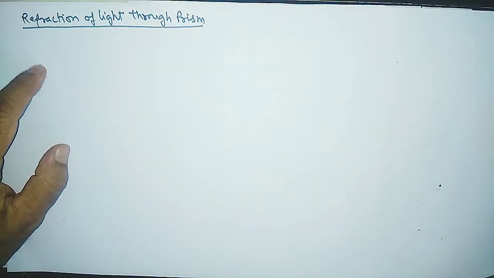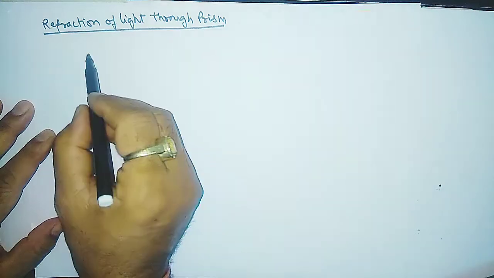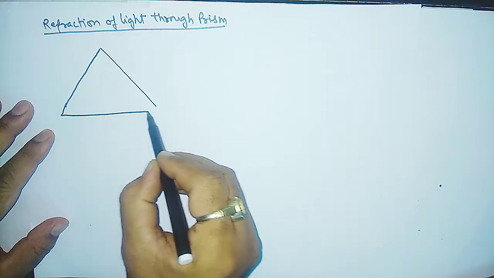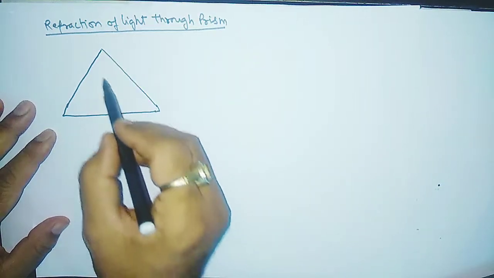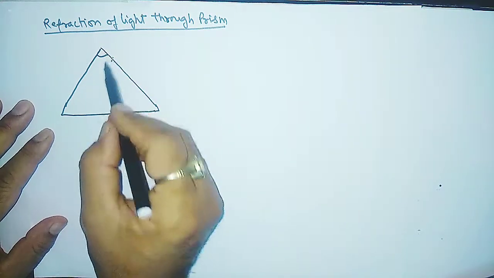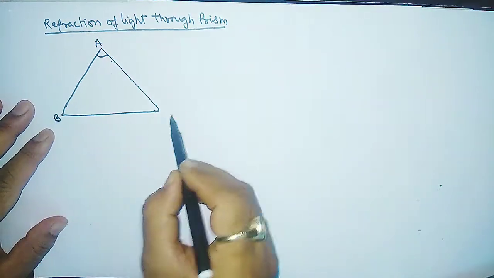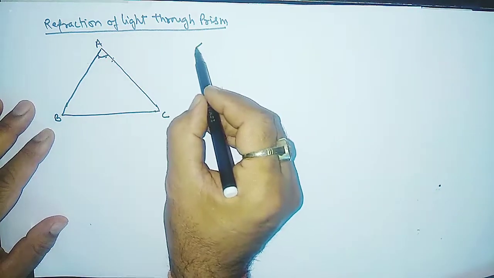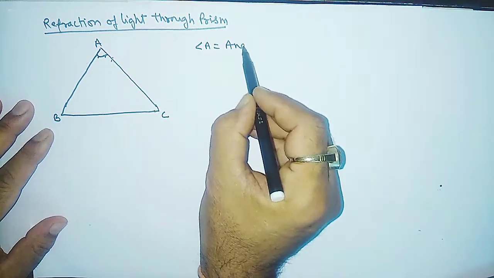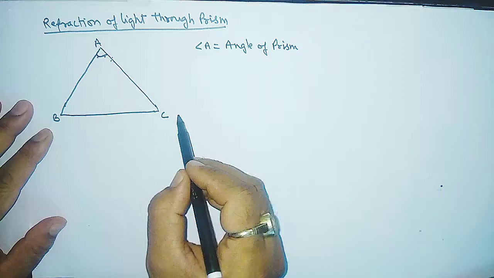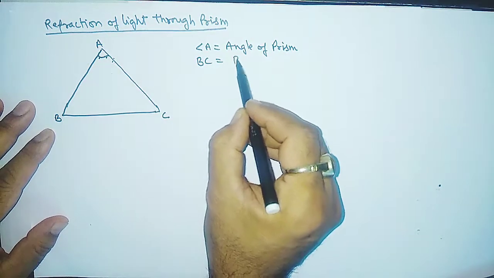So we'll discuss the refraction through the glass prism. You can see this is the glass prism, and all surfaces are inclined to each other. The angle between two surfaces, suppose this is A, this is B and C. These surfaces are inclined to each other, and this angle A is known as the angle of prism, and BC is known as the base.